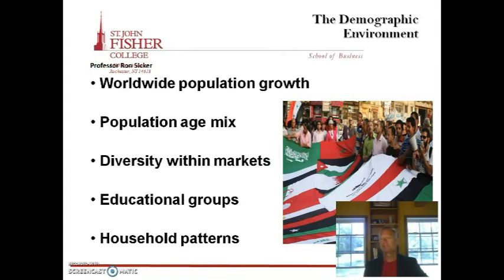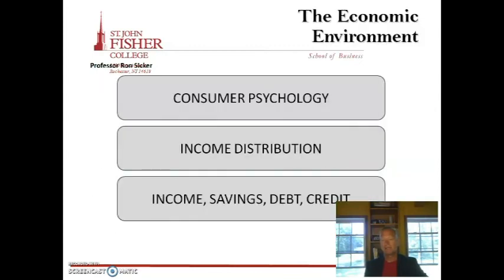All of those types of things are the demographic and environmental trends that are going on right now. Household patterns. People are having less children, and women tend to be having children later in life. They're establishing their careers, then they're having children, then they're going back into their careers. All of those are demographic changes that are happening in the United States today.